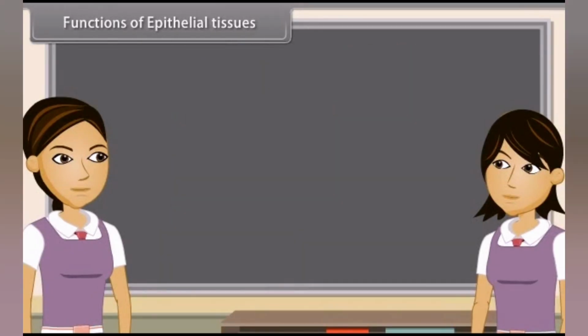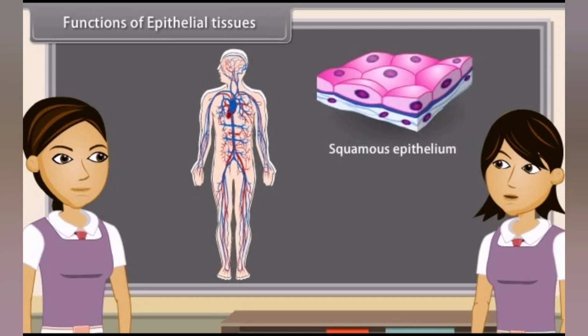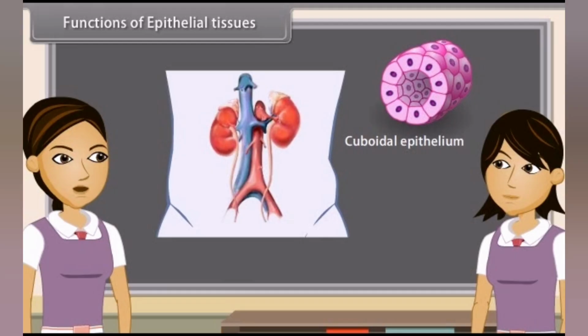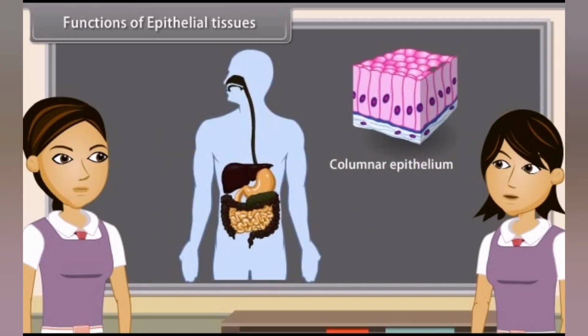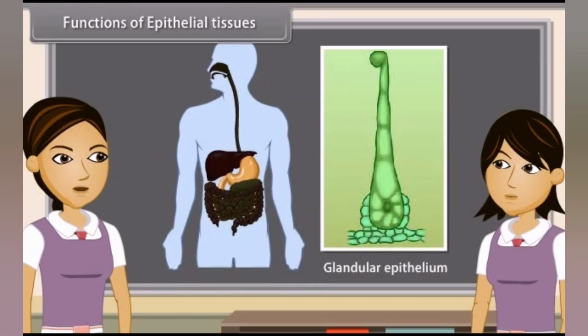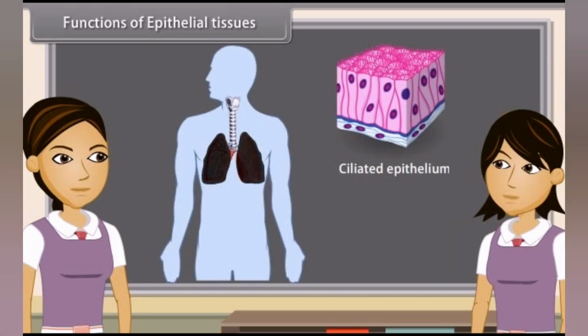Function of epithelial tissues. Squamous epithelium protects the underlying parts of the body from mechanical injury, entry of germs, chemicals, and also from drying. Cuboidal epithelium helps in absorption, excretion, and secretion. It also gives mechanical support. Main function of columnar epithelium is absorption and secretion. Main function of glandular epithelium is secretion from these glands. The rhythmic, concentrated beating of cilia of ciliated epithelium moves solid particles in one direction through ducts.